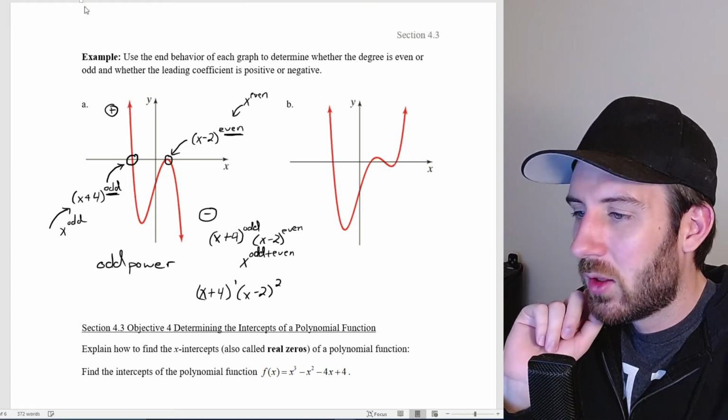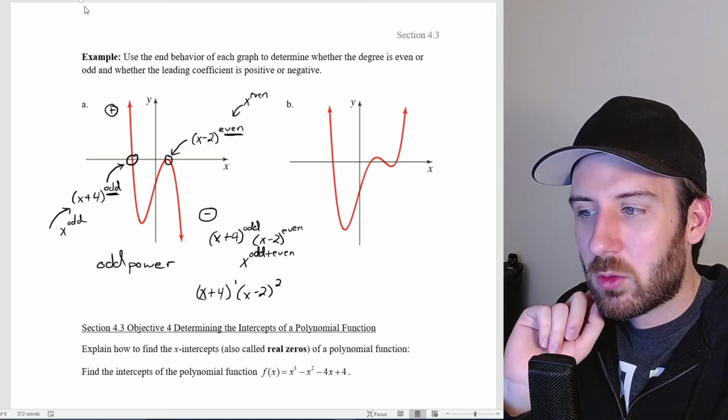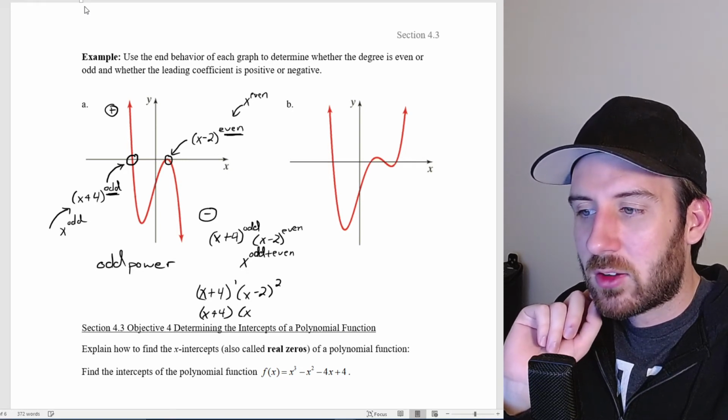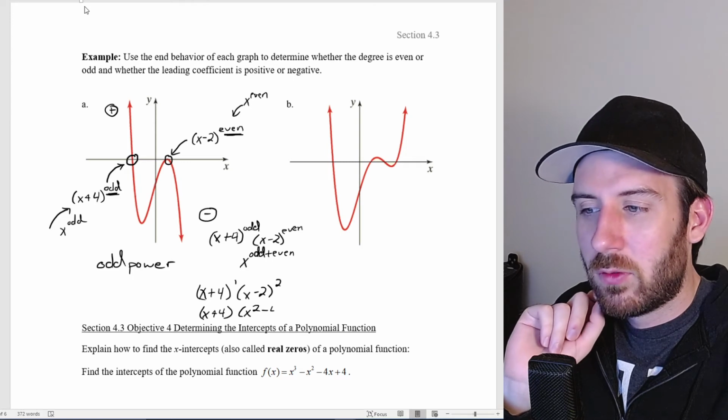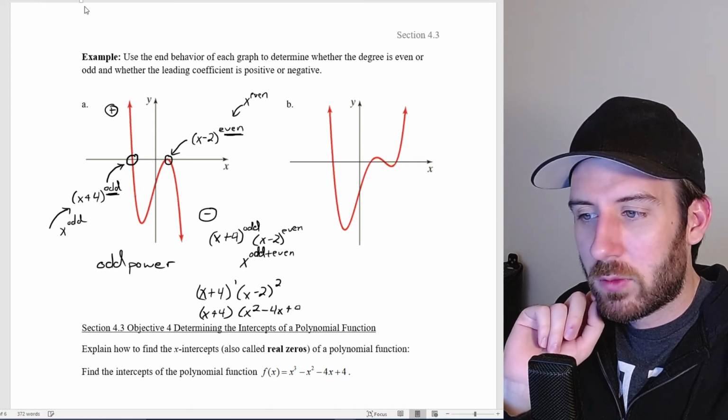There we go. If we multiply all of this out, what are we going to get? Well, this is going to be x plus 4, and the next part is going to be x squared minus 4x plus 4 when we do all of our foiling.